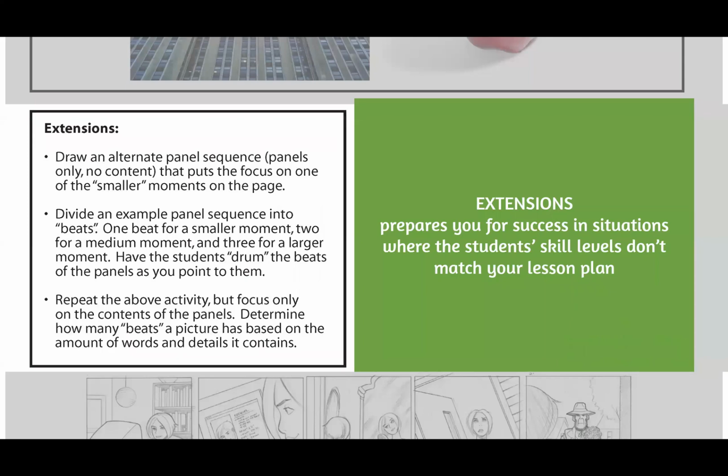And then we get to extensions. So we talked about, what do you do in different rooms? What do you do when the skill set is different than what you set out to work with? This makes your lesson plan replicable to other grades and skill levels, which increases the amount of different audiences you could work with if you want to. But this one's big. It prepares you for success in situations where the student skill level doesn't match your lesson plan.